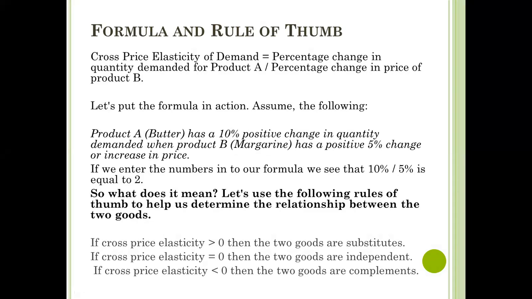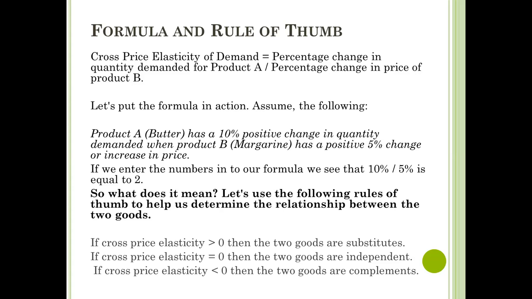Now the formula and the rule of thumb. Cross price elasticity of demand is equal to the percentage change in quantity demanded for product A divided by the percentage change in price of product B. So this is a simple formula for calculating cross price elasticity of demand.